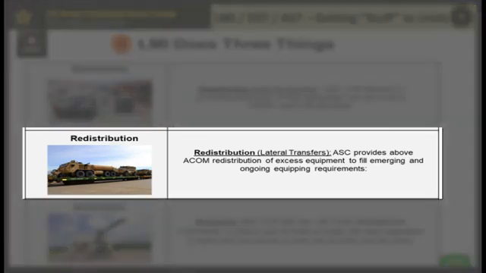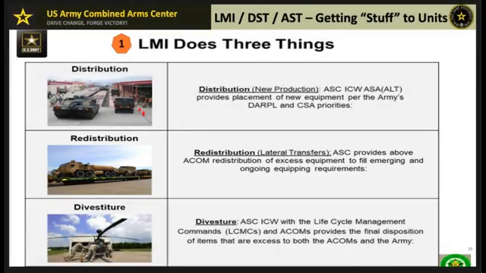Redistribution. We see these as lateral transfers. ASC also manages the redistribution of excess equipment across Army commands to address ongoing and emerging equipping requirements. This helps ensure that units receive the necessary resources, even if the equipment is transferred laterally between commands.